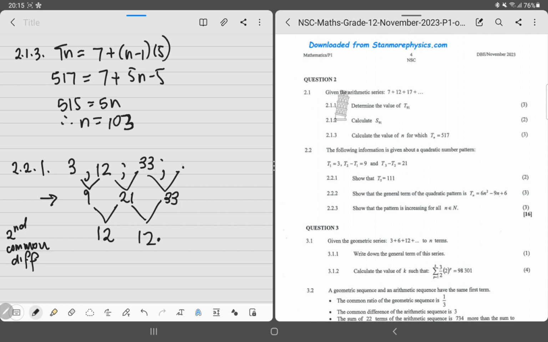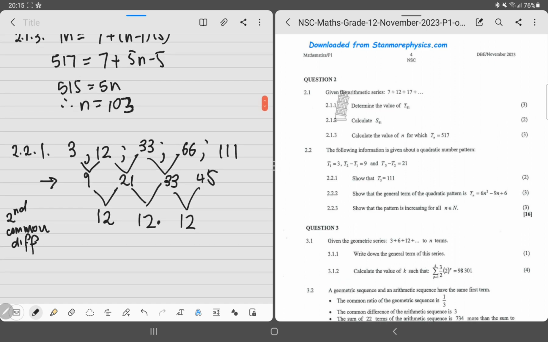So to get this term here, we add 33 plus 33, which is 66. This must be a 12 as well. 45 minus 33 should be equal to 12. And then 66 plus 45 is indeed 111. So T5 is equal to 111.